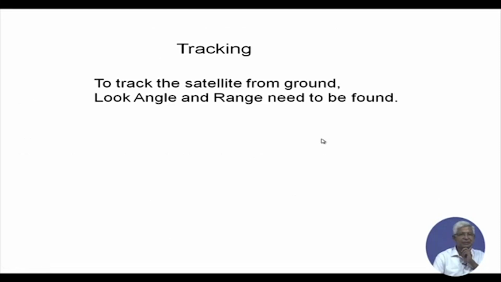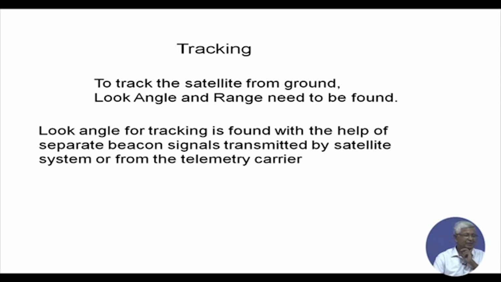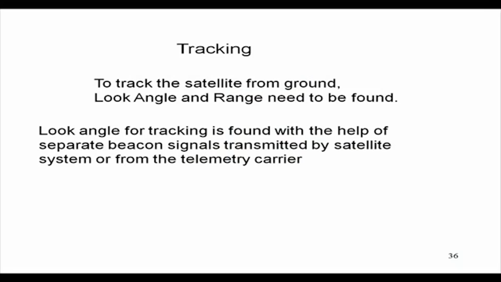There is the other part, which is tracking. To track the satellite from the ground, the look angle and range need to be found out. Look angle for tracking is found with the help of a separate beacon signal transmitted by the satellite. We have seen for orbit control, from the ground we transmit a signal, and at the satellite we try to look at that ground signal source. Similarly, the satellite can transmit a signal, and an antenna can point to that signal, adjust, and find out the azimuth and elevation angle of the antenna.